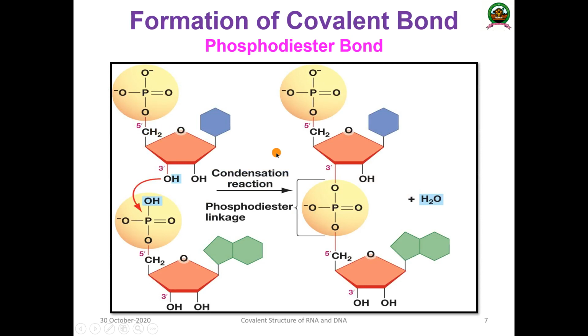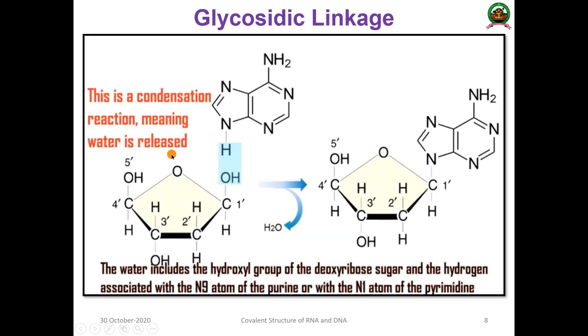Then, as I said, the linkage between sugar and a nitrogenous base is another important strong bond. That is known as a glycosidic linkage. That one also comes under a covalent linkage, glycosidic linkage. And here you can see the sugar, how it is produced. This is the sugar, C1, C2, C3, C4 and C5. In this particular sugar you can see the C1, this is the C1.